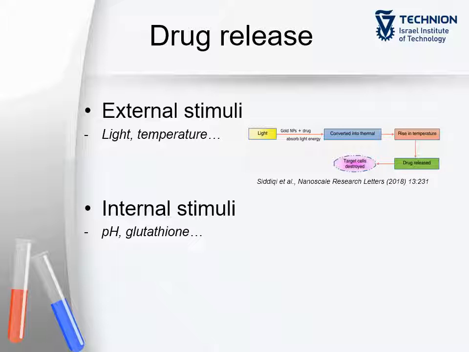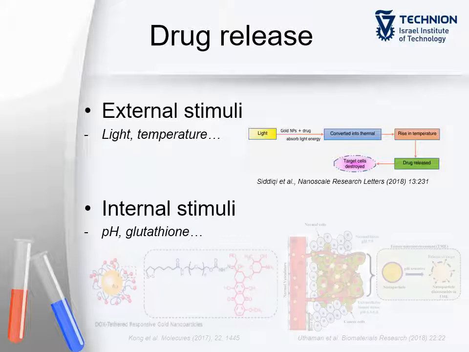Here we can see a simple diagram from Sadiki, published in 2018 in Nanoscale Research Letters. Gold nanoparticles and the drug absorb light energy. The light energy is converted into thermal energy, and then the nanoparticles and drug get hotter. The drug is released and destroys the target.